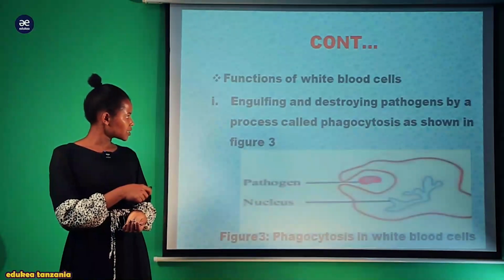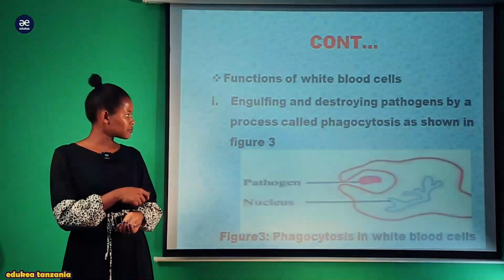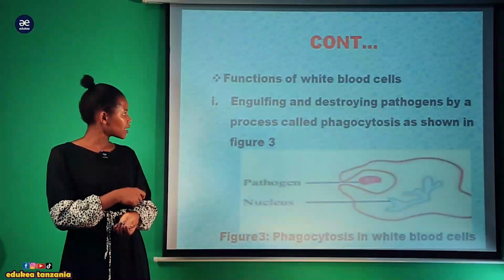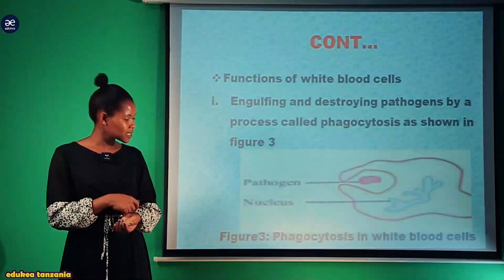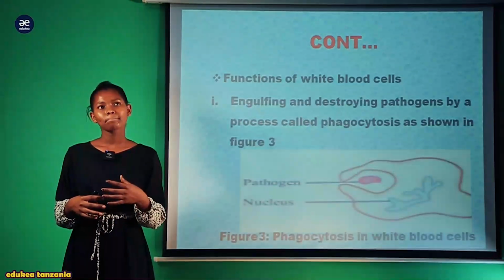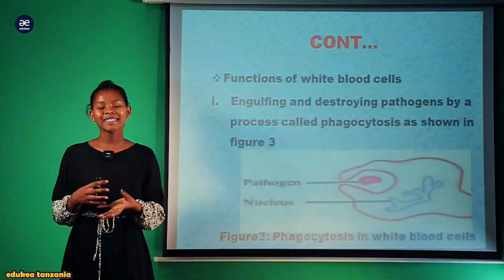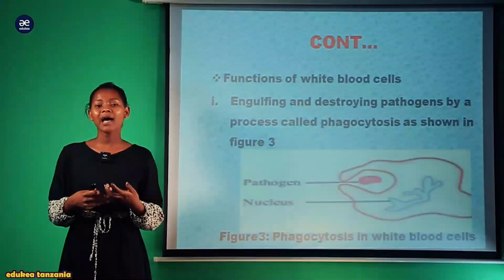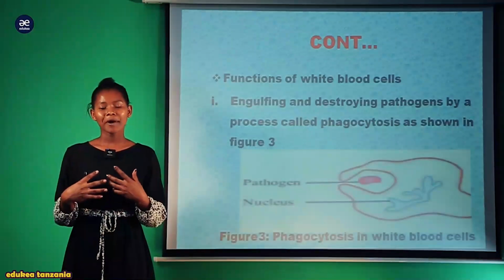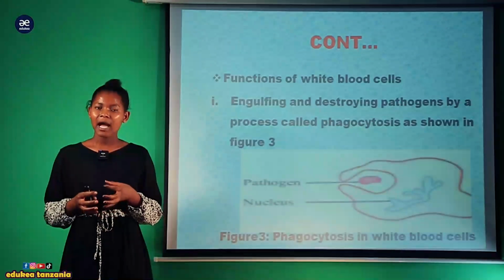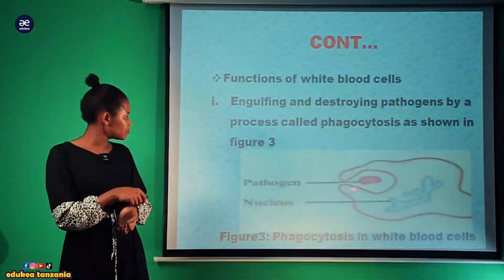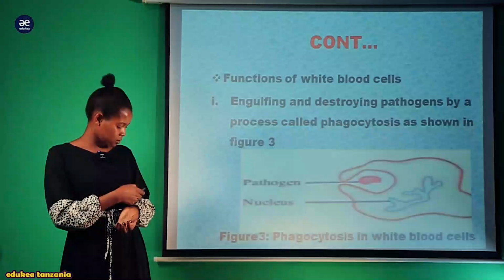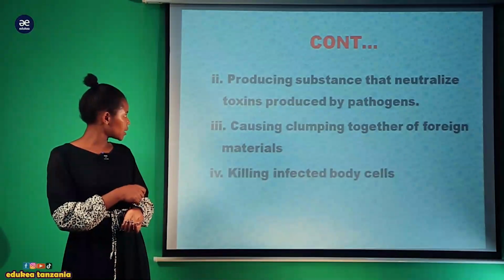First is engulfing and destroying pathogens by a process called phagocytosis, as shown in the figure here. Tukiangalia kwamba white blood cells zinafanya kazi ya kudestroy ama kuattack the pathogens. Tumeona kwamba moja ya njia ambayo anaweza kuitumia kuweza kumattack pathogen ni by engulfing. Anamuengulf kama tunavyoona katika hii picha hapa, then anamuua, breakdown, kwa hiyo pathogen anaondolewa kwa namna hiyo.